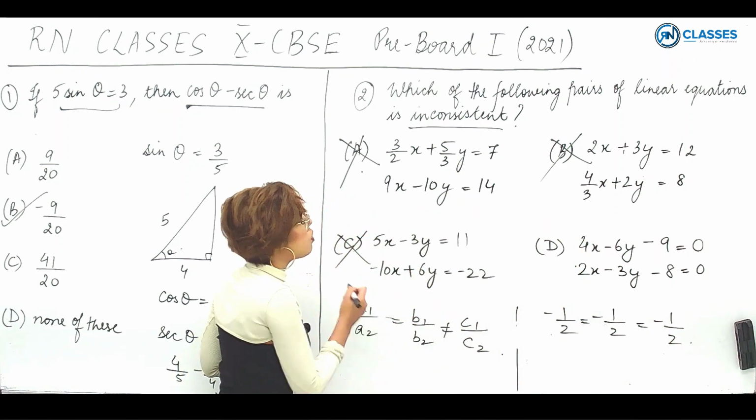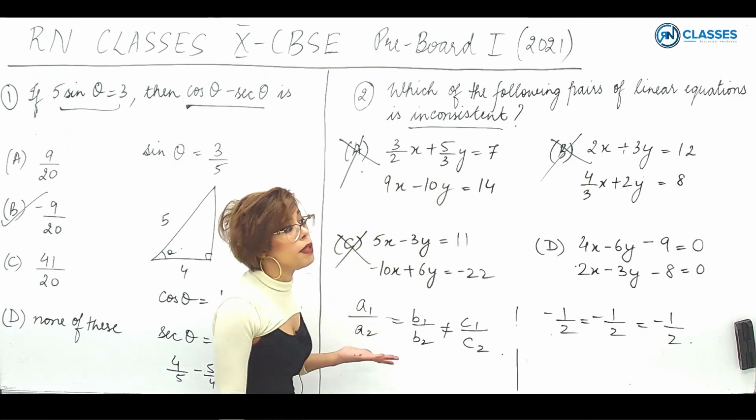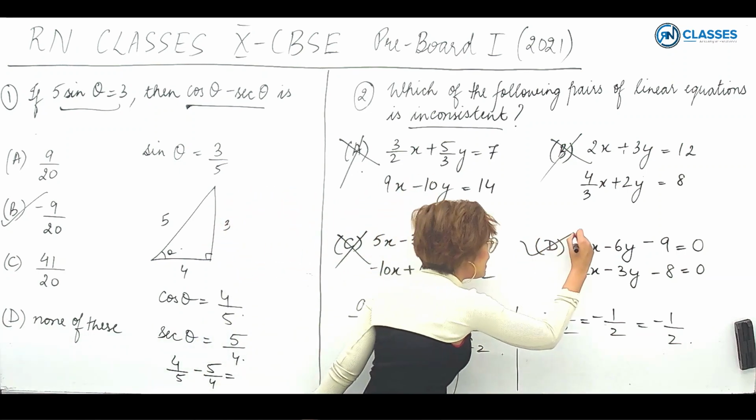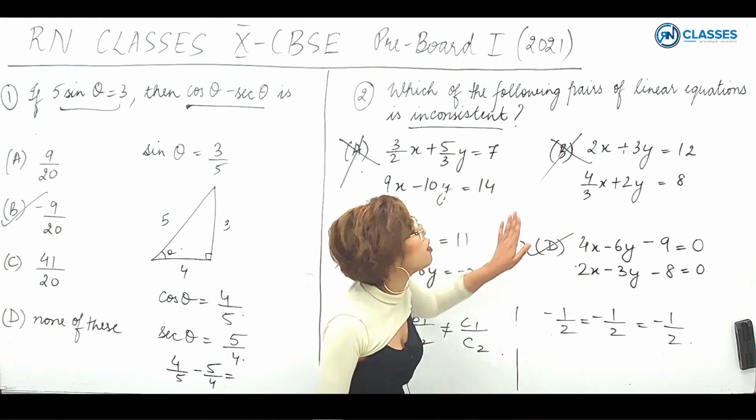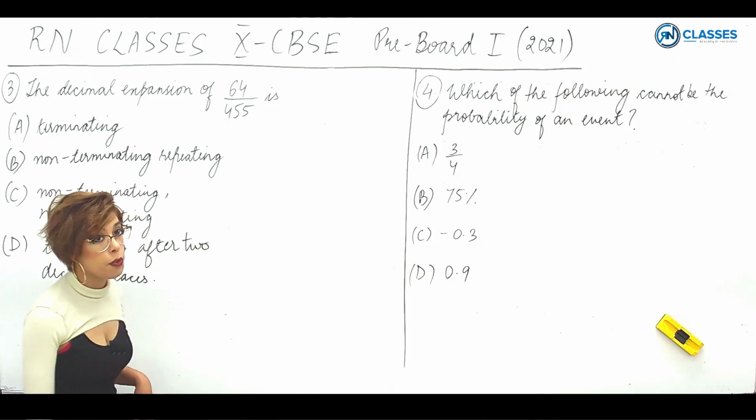Absolutely not. So that means 3 of the options have been rejected. That means option D is the correct one. You don't need to check it because you have rejected the first 3 options. All right, on to the next question now.